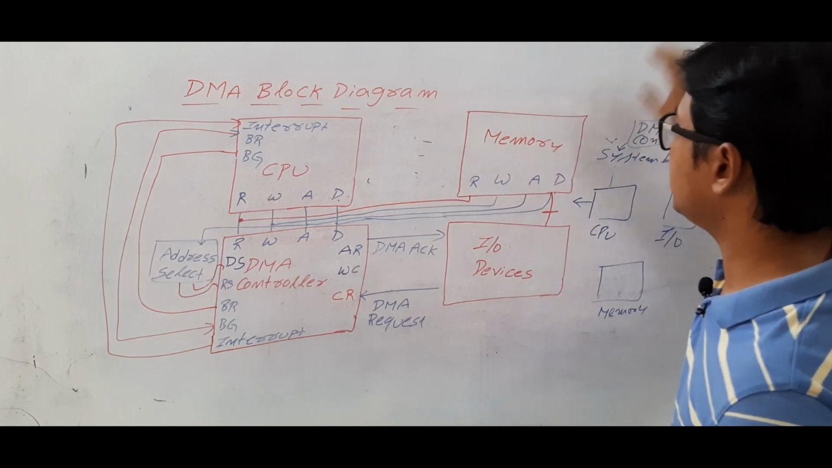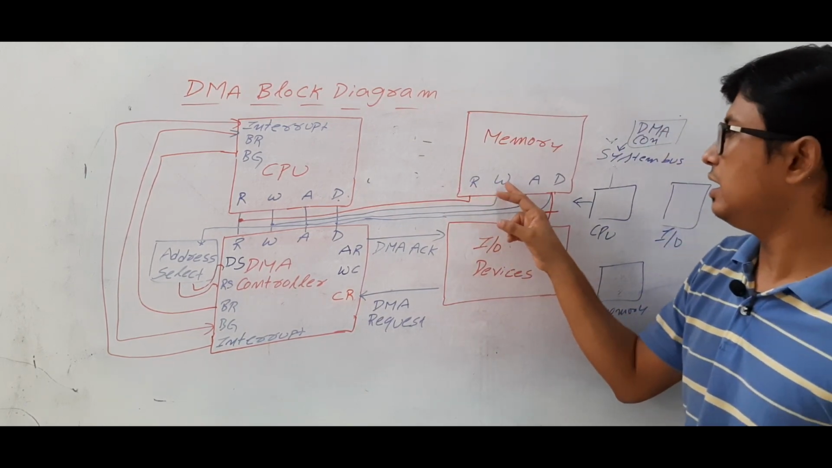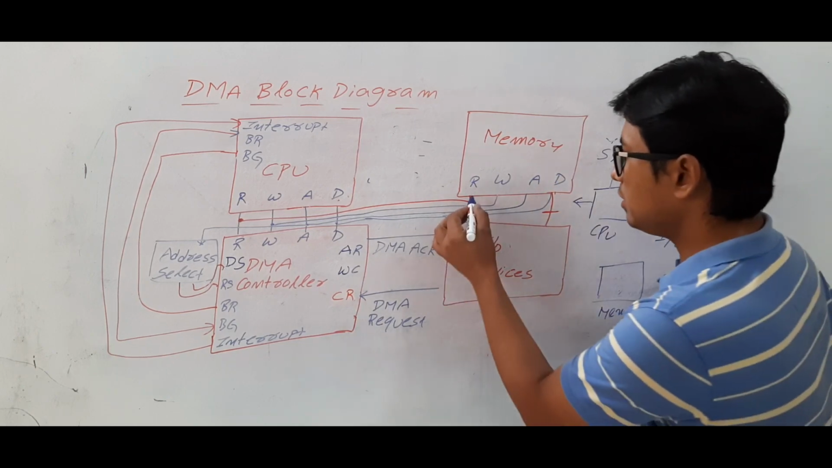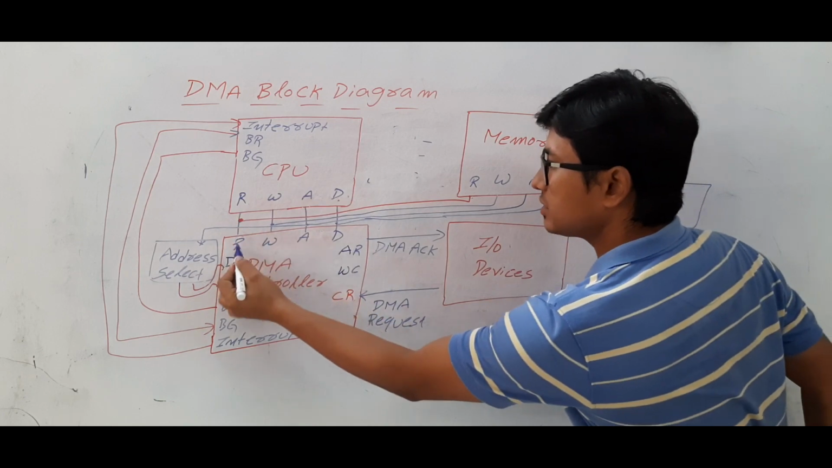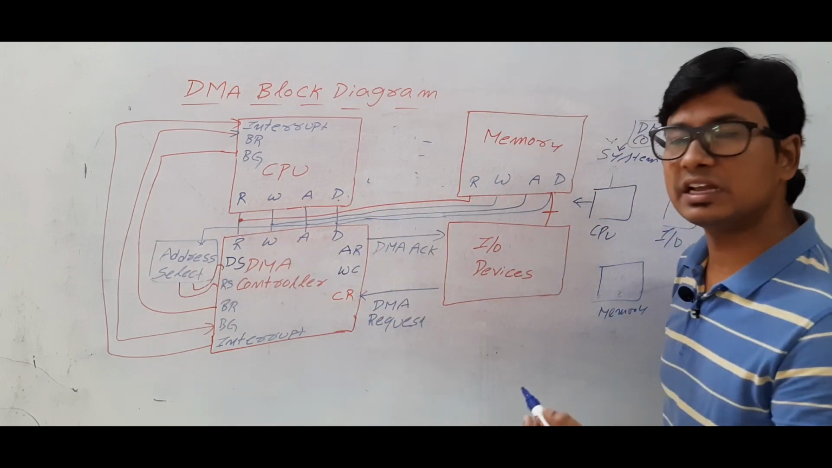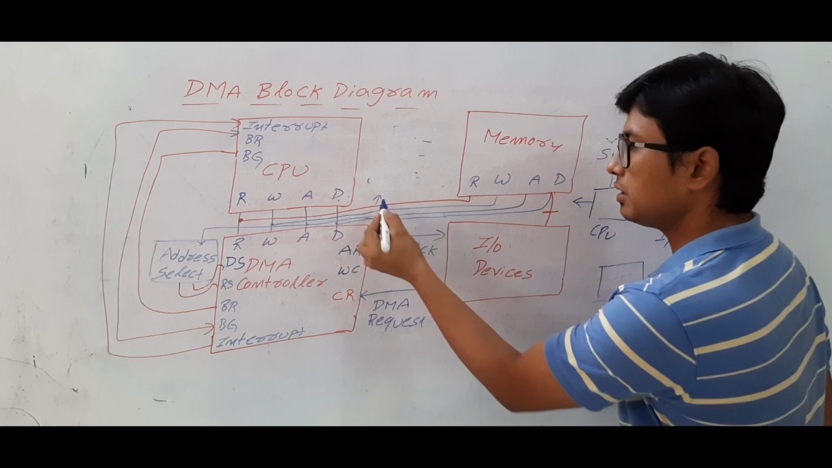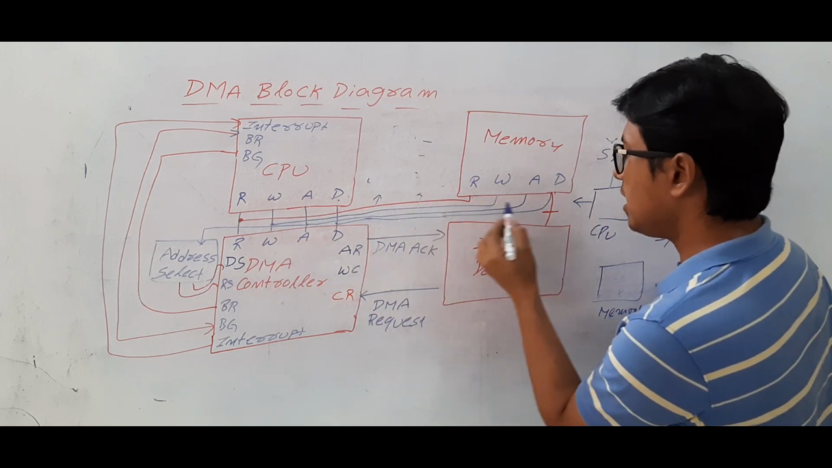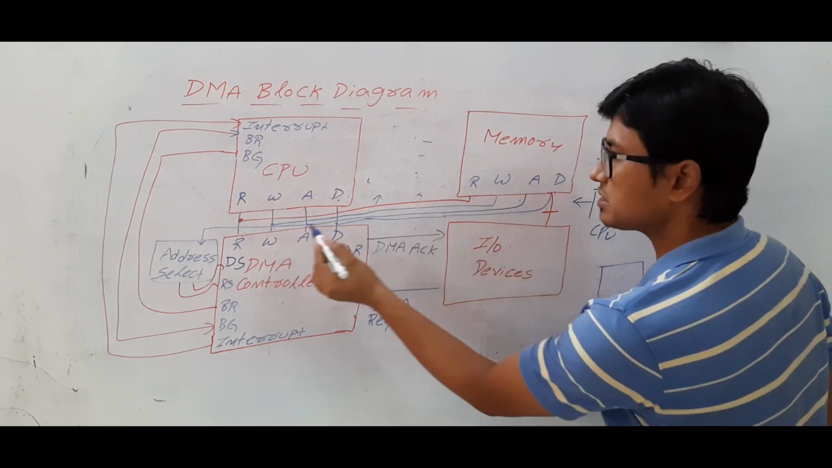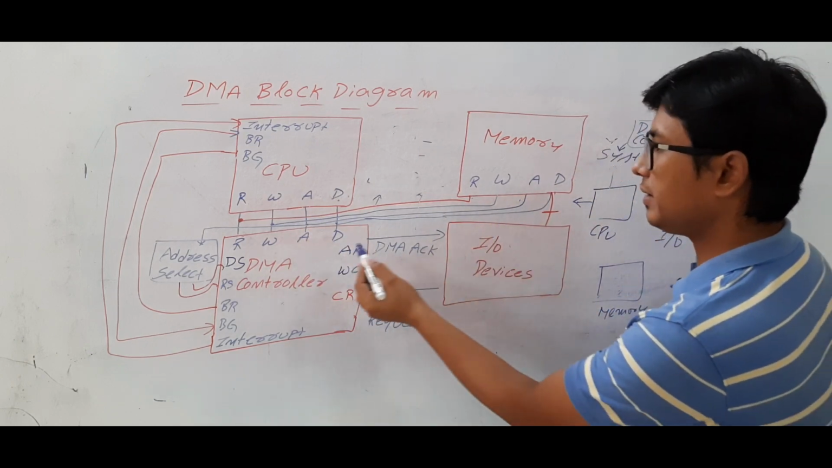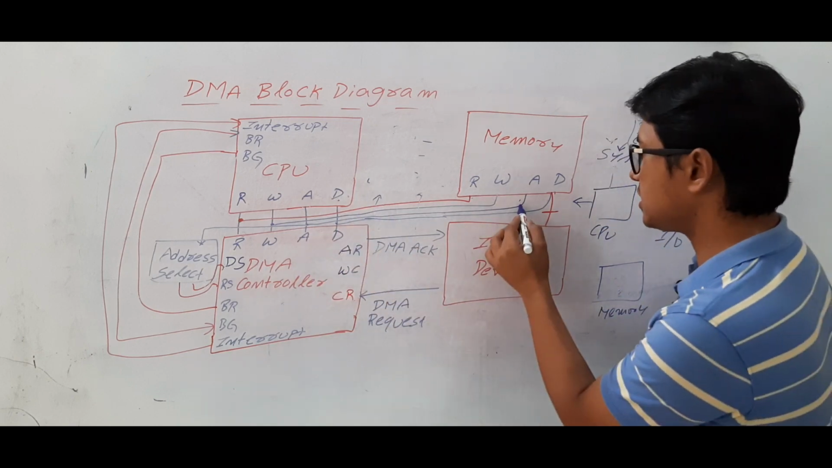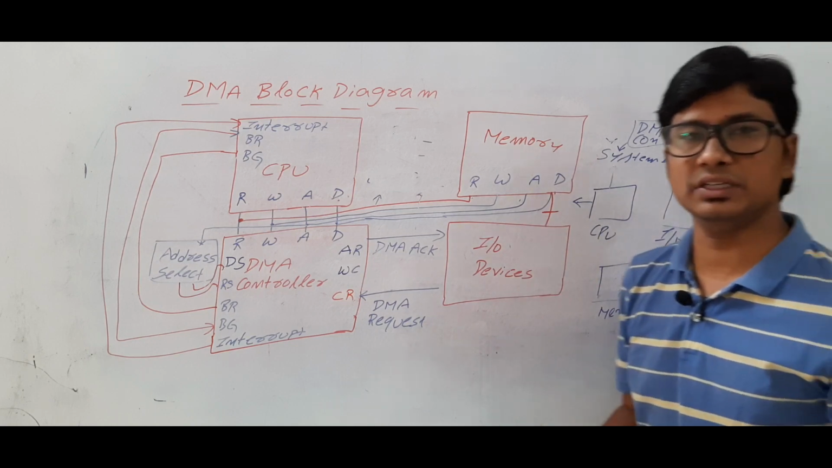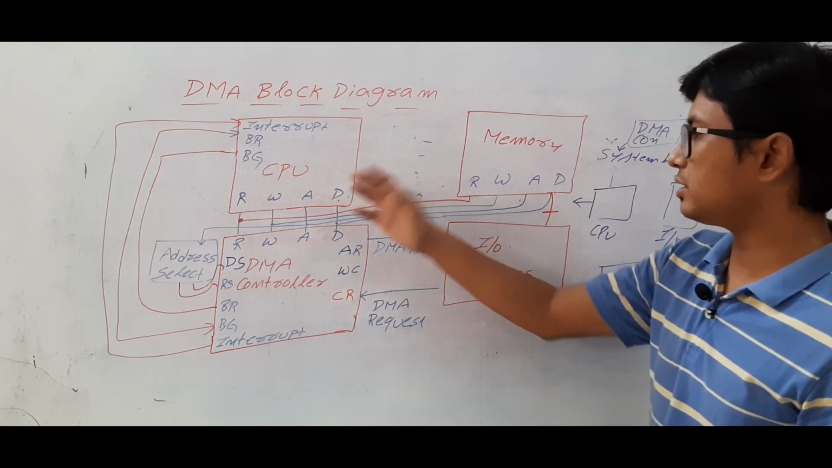Similarly, in the memory also we have read and write control signals, and we have address and data. The connection is there from read to read, and this write also. So this one we call the control bus, for sending read and write. Address is connected to this address, and also to this address, so this one is an address bus. And we have a data bus, and the data bus is connected to IO devices also. I hope you have understood this diagram.